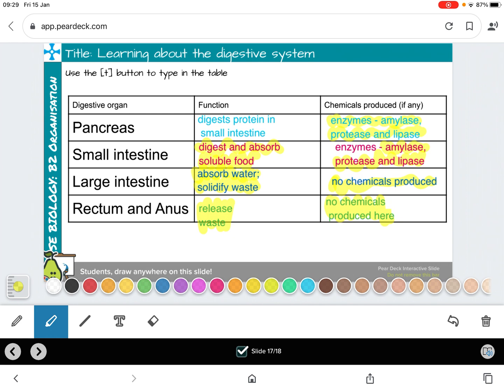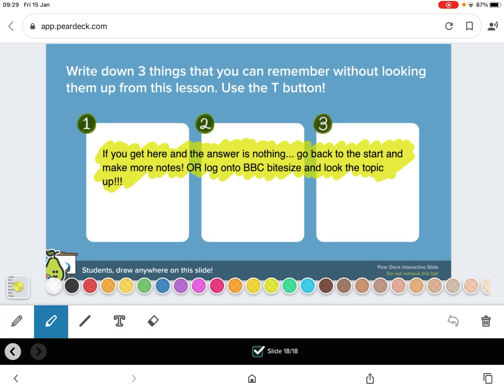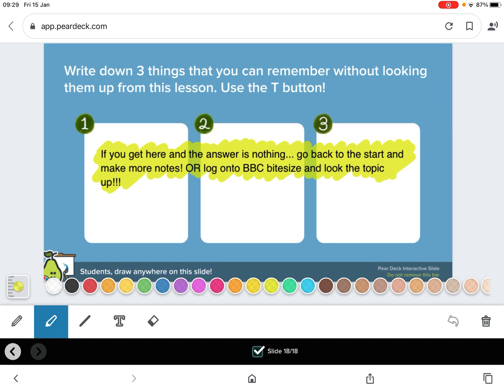So if you didn't do this slide, pause the video now and write this down on your piece of paper. And then the final slide, I asked you if you could tell me 3 things you could remember without looking them up from this lesson. Now, I would suggest that if you get here and your answer is nothing, I can't remember anything from any of the slides, then that's the point where you need to go back to slide number 1 and make some more notes, or log on to BBC Bitesize and look the topic up. If you are getting through 18 slides and you can't remember one single fact, then you need to go back to the beginning, or you need to send me an email, okay?